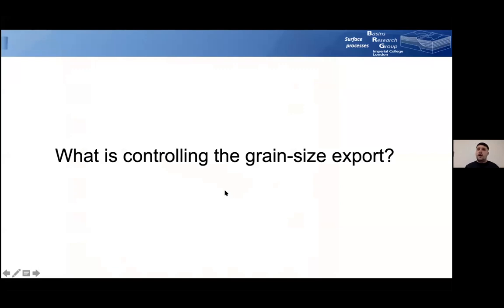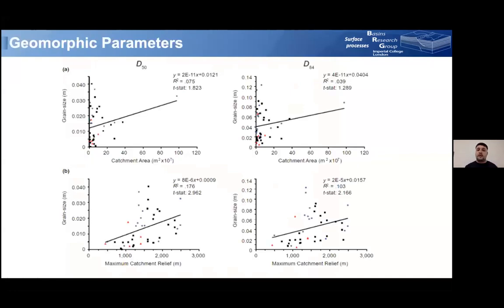So what actually is controlling this grain size export? We tried to explore a range of things, but firstly, we wondered about geomorphic parameters. Now, these are just two of the geomorphic parameters that I studied. In the top, we have catchment area against grain size for both D50 and D84. And what you see is that there is very little correlation.